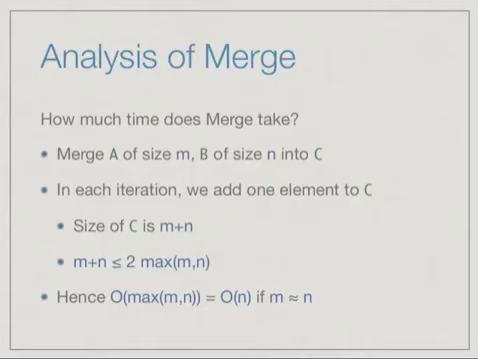And in particular, very often, like in merge sort, we are taking two lists of roughly the same size, right? We divide a list into two halves and then we merge them. So if both m and n are approximately the same size, then the max of m and n is just one of them, n itself. So essentially, merge is linear in the size of the input list.